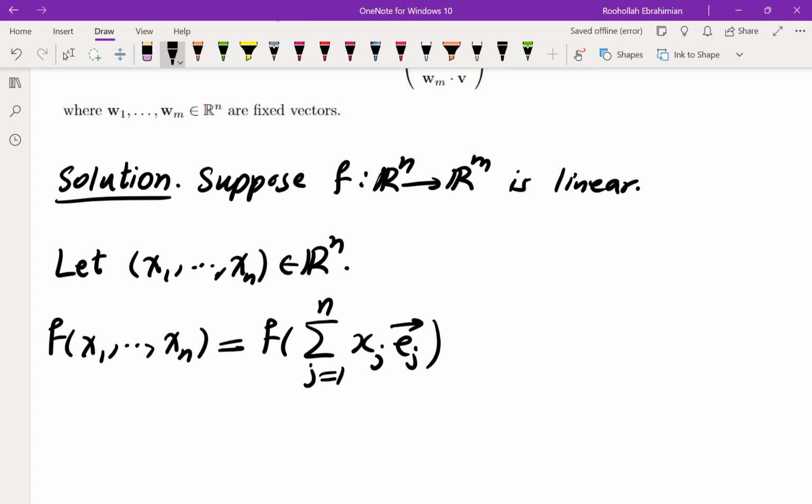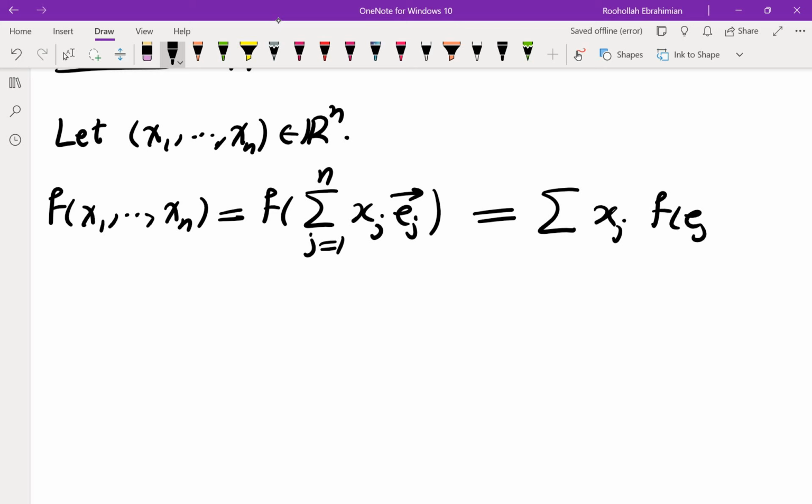Now I'm going to use linearity here. This would be the sum xj f of ej. This is like the third part of the theorem, along with induction. And as I said, this is one of the examples in the notes.